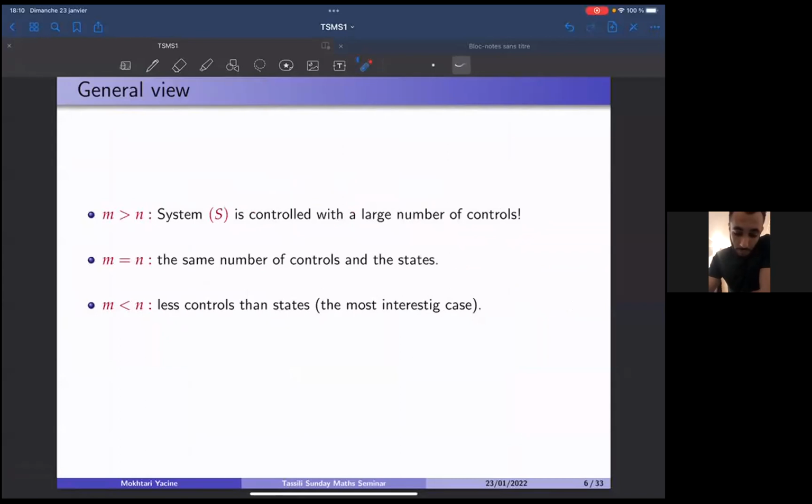Okay, so we can observe that if we let m be greater than n, that means that S is controlled with a large number of controls, and this is not interesting from the point of view of applications, since we would apply a lot of force, too much force, to control a few states. The same holds if m equals n: we have the same number of controls as states, which is similar to the first case. The most interesting case is when the number of controls is less than the number of states. That means we can ask the question of controllability: can we control the system by one control, for instance? All the states are controlled by one control, and this is very interesting from the point of view of applications.